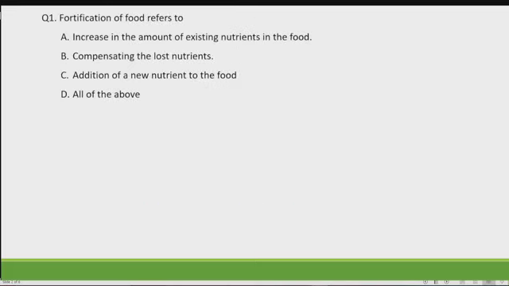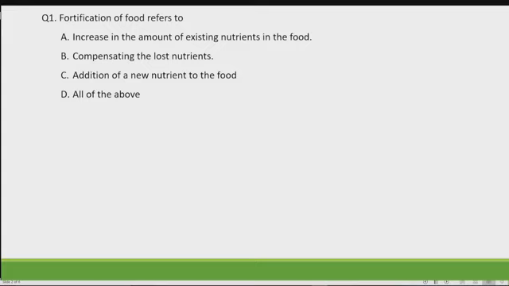First question, fortification of food refers to: increase in the amount of existing nutrients in the food, compensating the lost nutrients, addition of a new nutrient to the food, or all of the above. We all know fortification. The word fortify means to strengthen. So here its meaning is making the food nutrient dense.